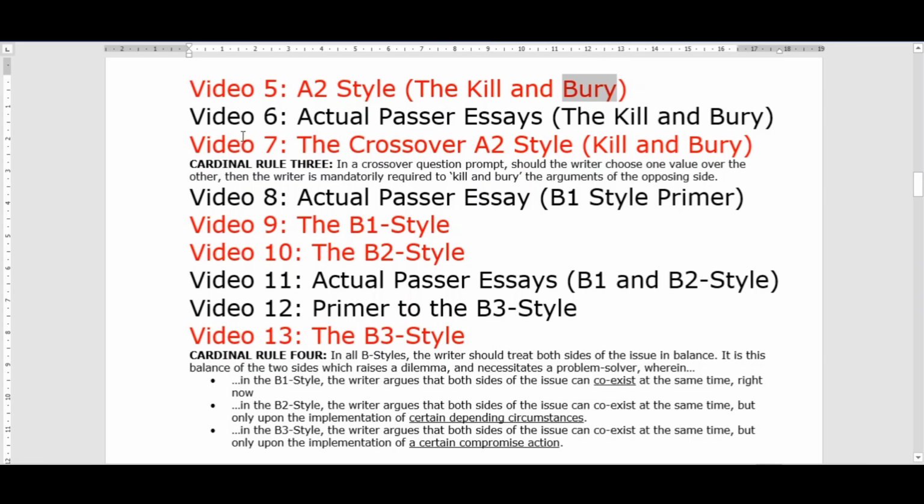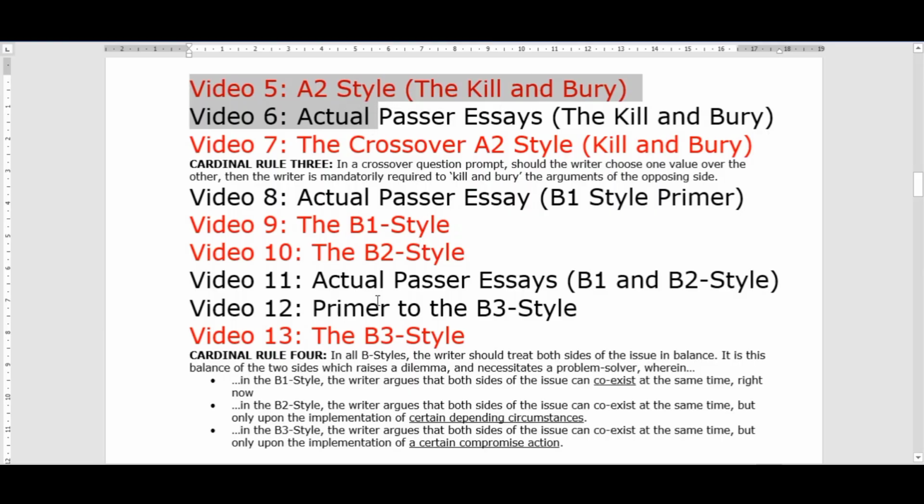Video number 6 talked about actual passer essays which use the kill and bury style. And remember, in videos 5 and 6, we were still talking about to what extent questions. There are certain to what extent questions that explicitly mention two sides of an issue, and that is when you mandatorily apply the kill and bury style.